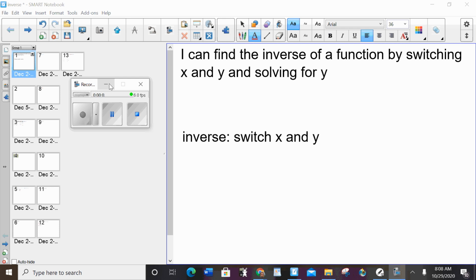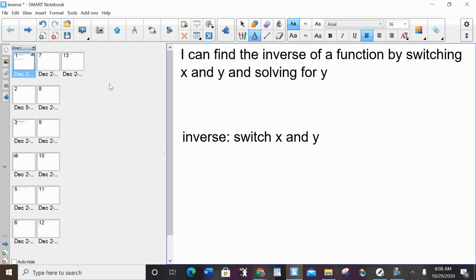Hello everybody. Today I can find the inverse of a function by switching x and y and solving for y. This is a very commonly asked question on the Algebra 2 Regents. Pretty much every single exam asks it, and it's a very easy question to get right as long as you know what inverse means. A lot of students have misconceptions about what inverse means.